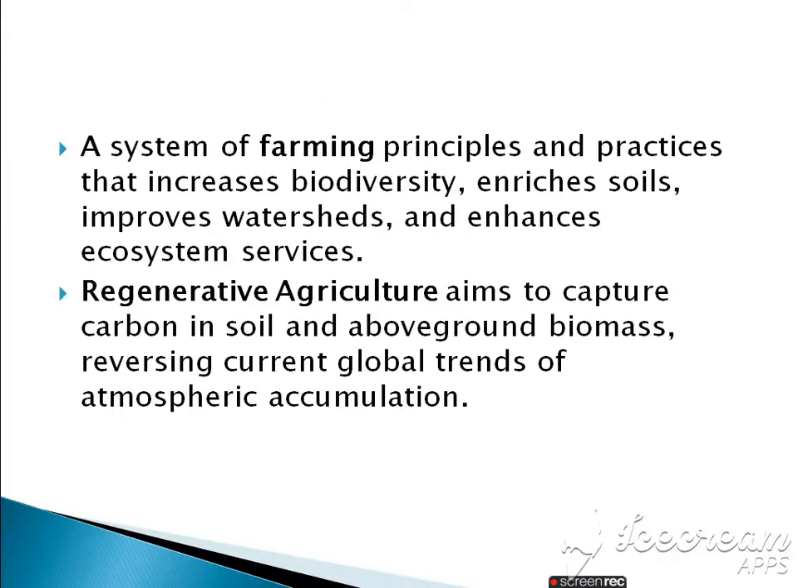What is regenerative agriculture? Basically, it is a system of farming principles and practices that increase biodiversity, enrich soils, improve watersheds, and enhance ecosystem services. Regenerative agriculture aims to capture carbon in soil and above ground biomass, reversing current global trends of atmospheric accumulation.